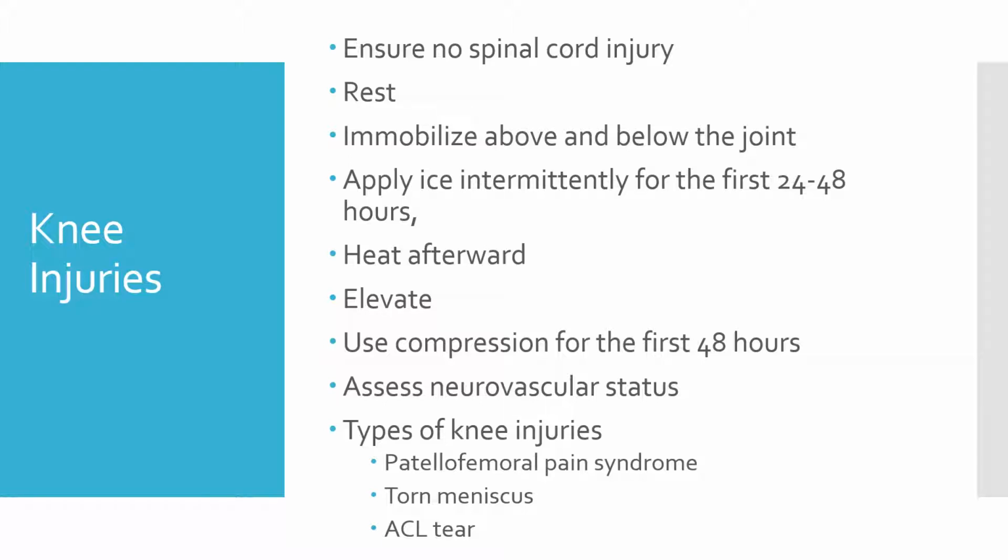The different types of knee injuries: patellofemoral pain syndrome, which is runner's knee. It's pain behind or around the patella. The treatment is going to be rest, physical therapy, bracing or splinting, and mild analgesics. If pain lasts more than 12 months, they may need to go in with a scope to investigate further.